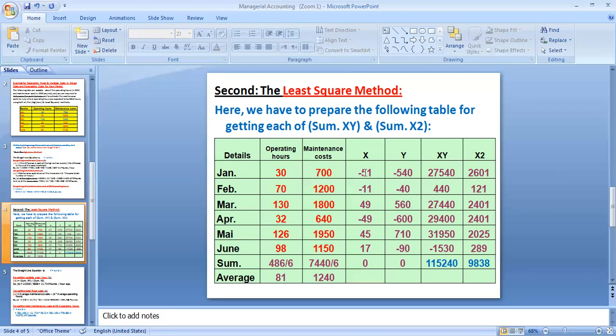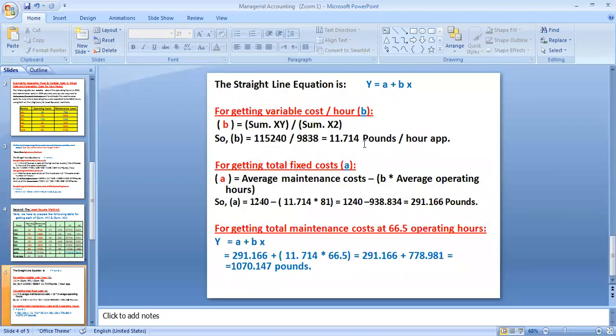Then multiply X by itself for each month, negative 51 times itself, negative 11 times itself, then summation X squared. Summation XY divided by summation X squared gives you B. Then B multiplied by the average number of hours and deducted from the average cost of the 6 months gives you A. Plus 11.714, that is B, multiplied by any number of operating hours from 30 to 130, gives you the expected cost for July.